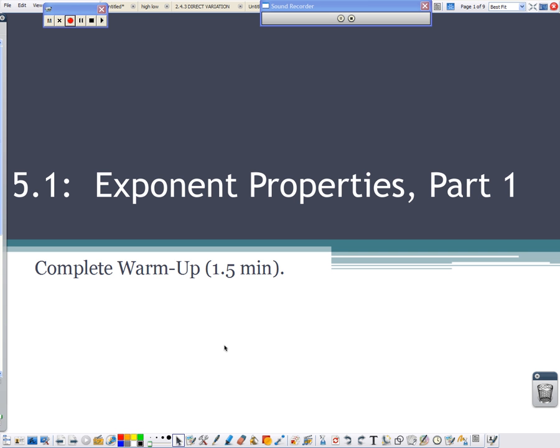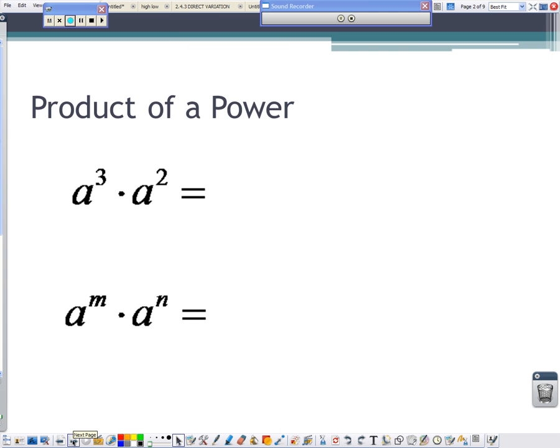They're not too difficult, but they can be confusing at times. And I think the more you practice these, the better off you're going to understand these. So let's go ahead and start off. The first one's called the product of powers.